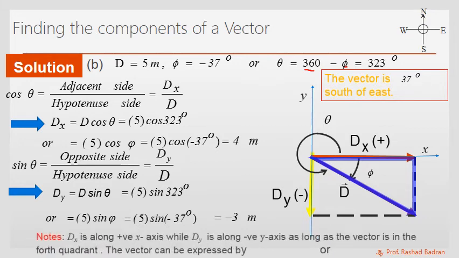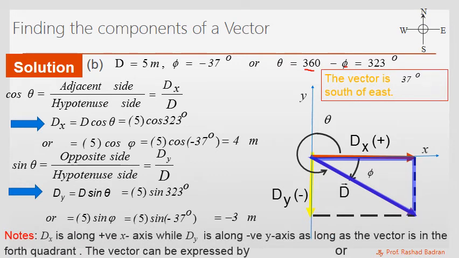As expected, of the two components, the one along the positive axis turns out to be positive, while the other component, which is the y component, is negative. And then the vector can be written in both ways, as shown before.